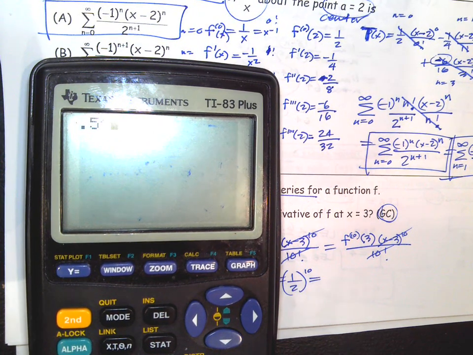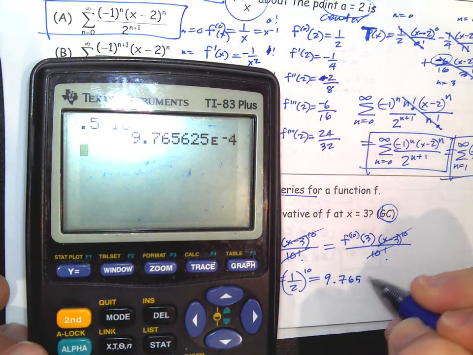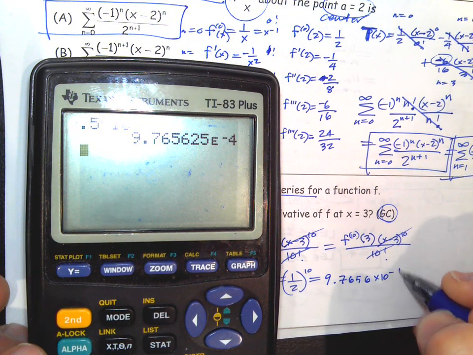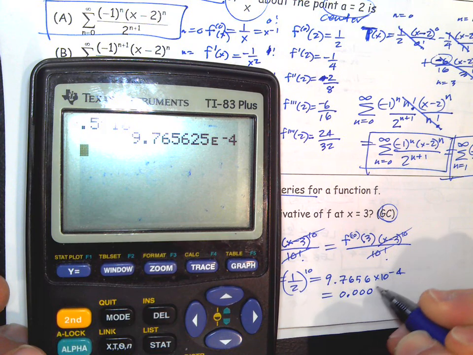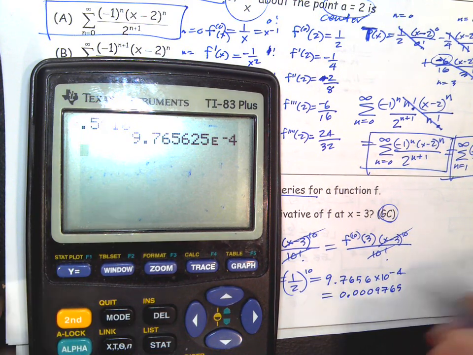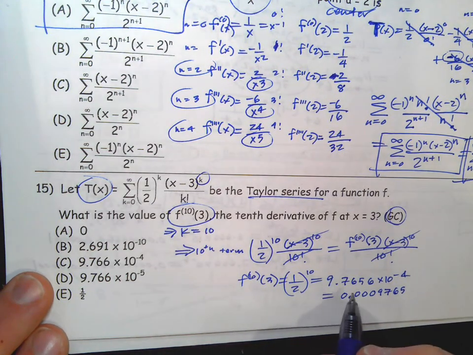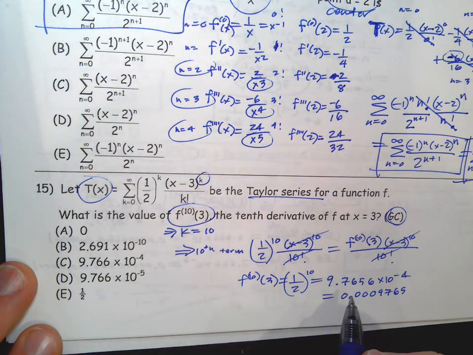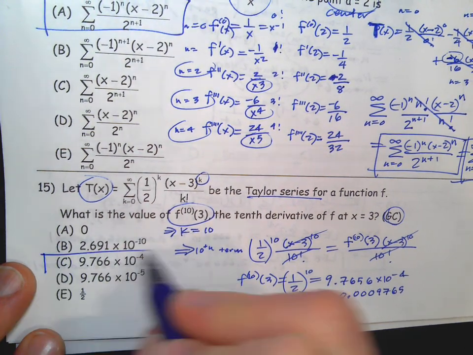0.5 to the 10th. 9.7656 times 10 to the -4th, which is 0.00030 zeros. Oh, they actually have it on here. Remember, I always round up. Well, I don't know. This is an error, so I guess you don't have to round up, but this one looks the closest.